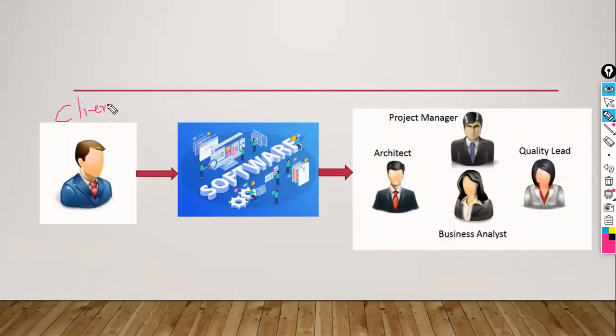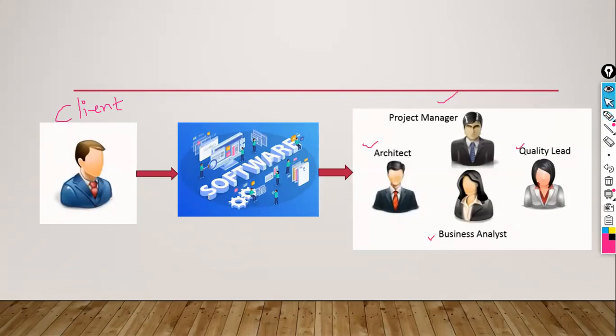This person is the client. I'm writing with the mouse, so ignore my handwriting. To this software company, this person is the client. The ones who are going to meet this client from the software company are these four: project manager, architect, business analyst, as well as lead. These are the four who are going to meet the client in order to get the information about the requirement.